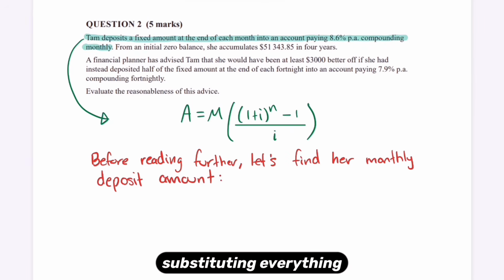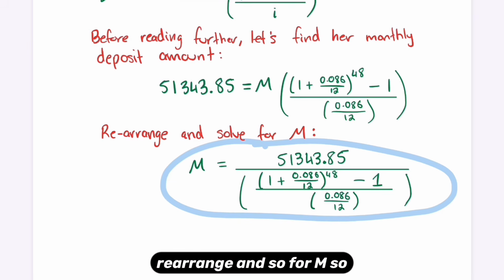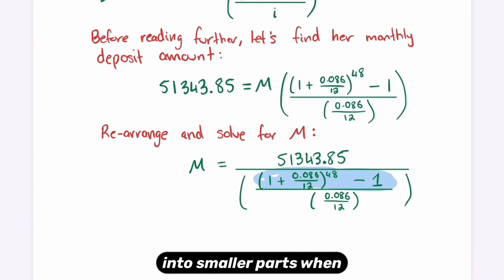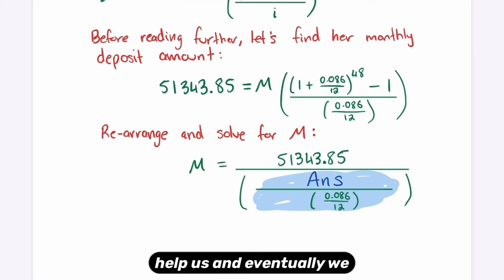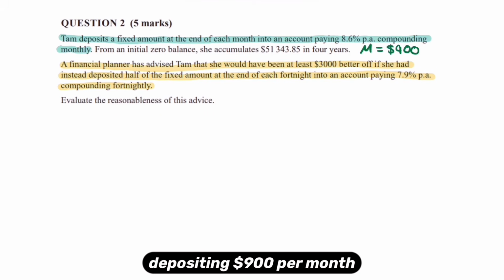So substituting everything into the formula, all of those things that we've substituted are just straight from the question. We need to rearrange and solve for m, so we're moving the entire big bracket over to the other side. Remember, we want to split this up into smaller parts when we're doing it in our calculator. So we're going to use the answer feature to help us, and eventually we get m is equal to 899.99. We can pretty much just round that up to $900. So therefore, this person must have been depositing $900 per month.